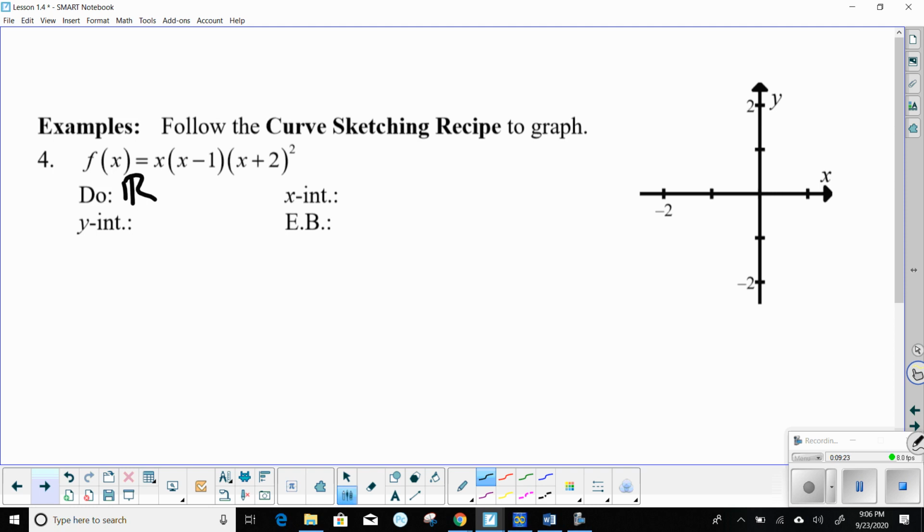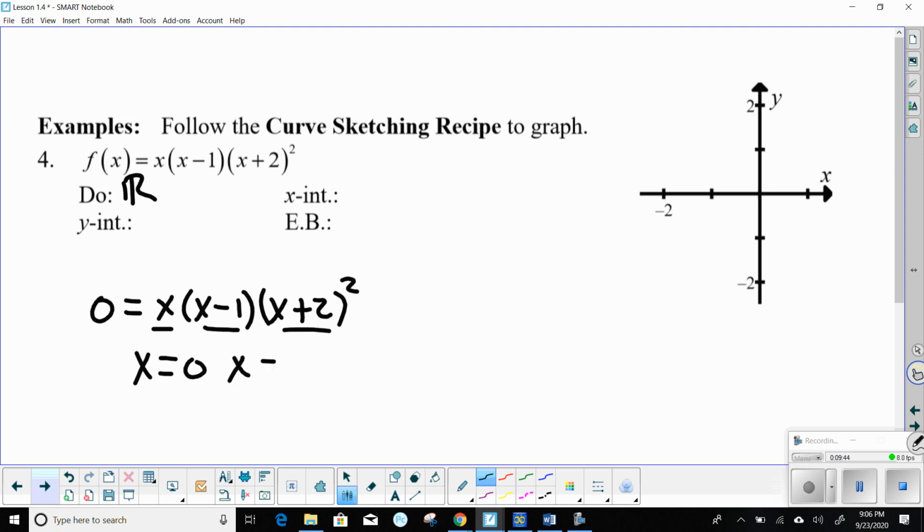So we're going to skip right down to x and y intercepts. Remember, to find an x-intercept, you put 0 in for y. So we'd go 0 equals x times (x minus 1) times (x plus 2) squared. Because it's already factored, this is pretty easy: we make each of those factors equal to 0. So that would be x equals 0, x equals 1, and x equals -2.